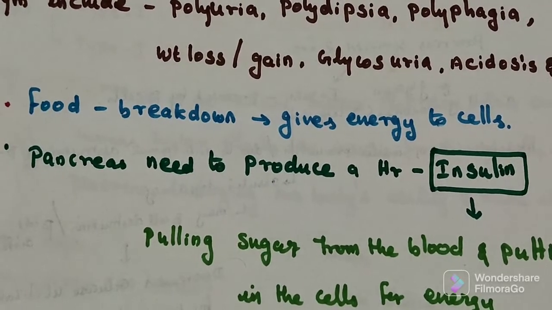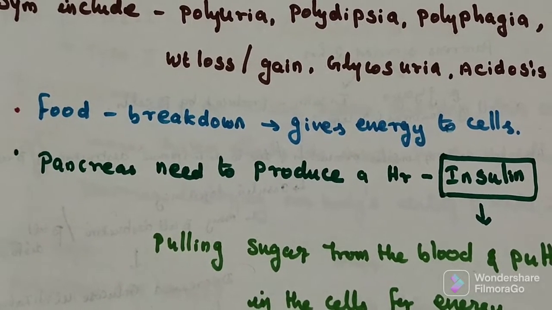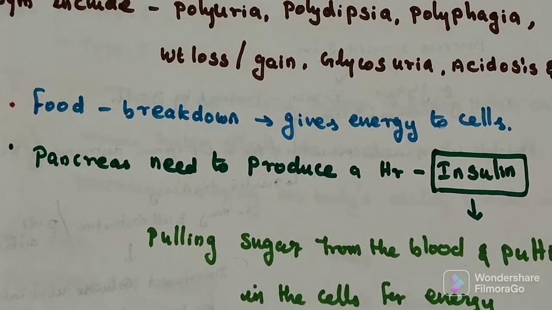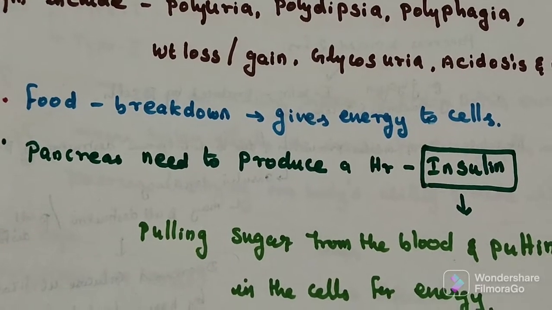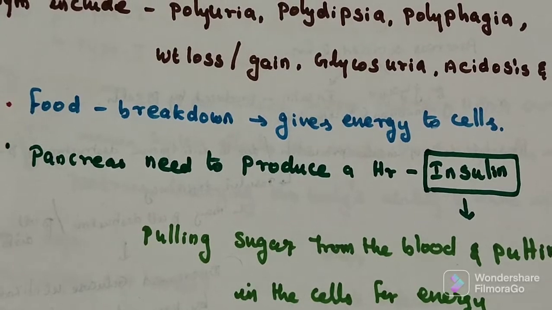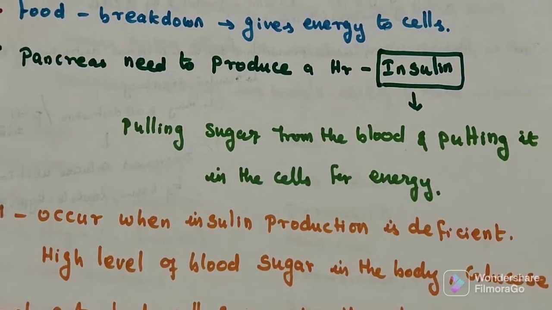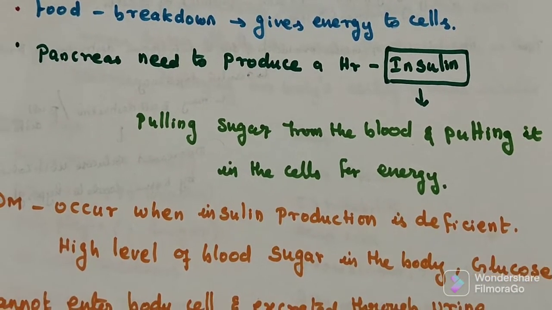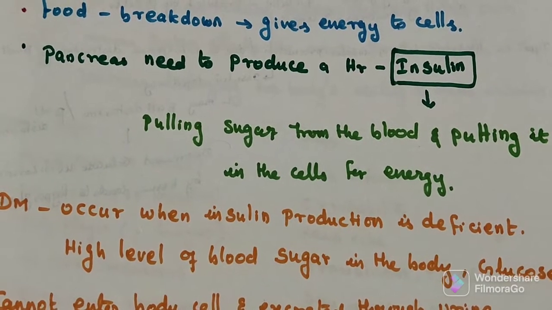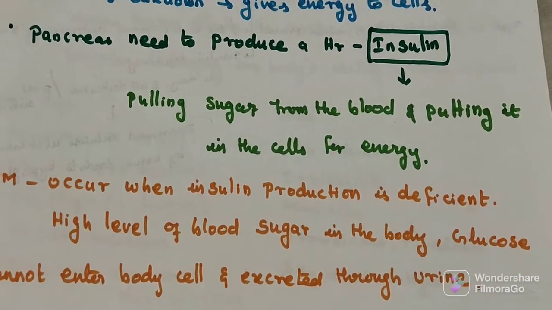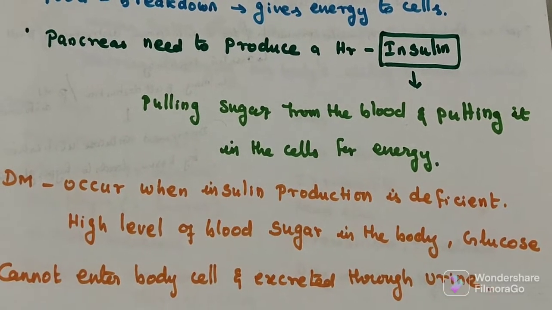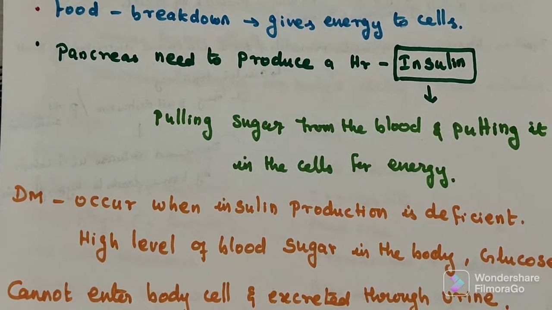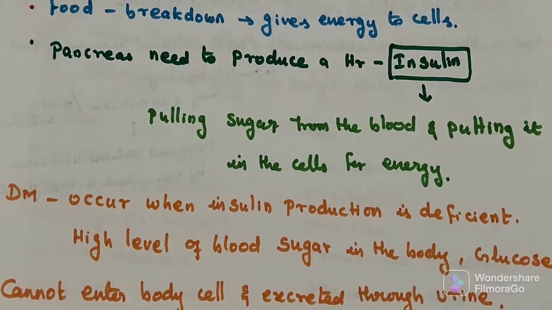After we eat or drink, our body breaks down food and gives energy to our cells. To accomplish this, our pancreas needs to produce a hormone called insulin. Insulin is what facilitates the process of pulling sugar from the blood and putting it in the cell for use as energy.